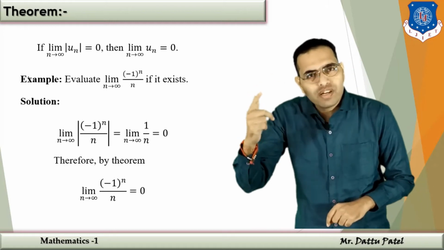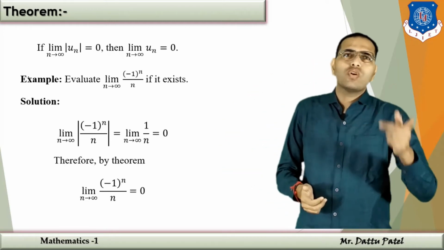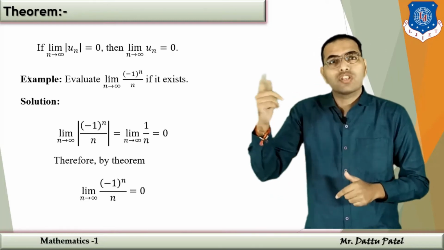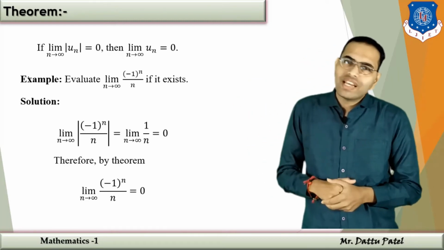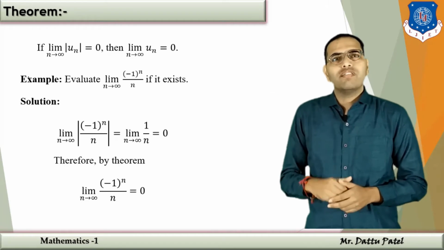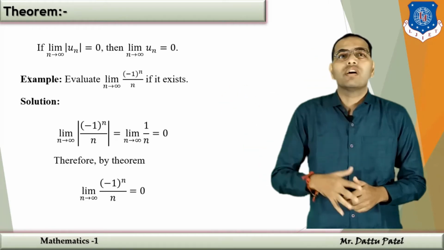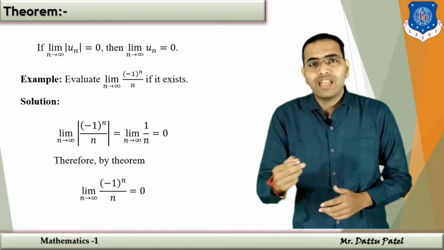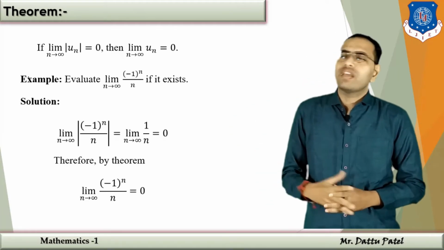If n is even, then we get 1. If n is odd, then we get -1. If we apply the mod of (-1)^n, then the minus sign will be negligible and we get 1. Then we get limit n tends to infinity of 1 upon n. Now we apply the limit n tends to infinity, then we get 0.